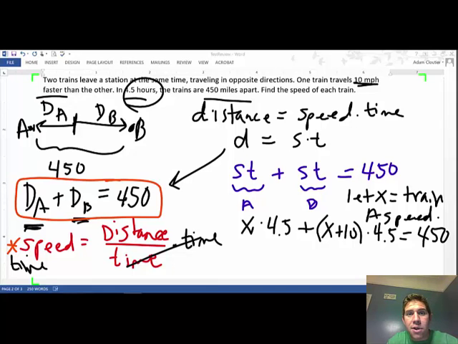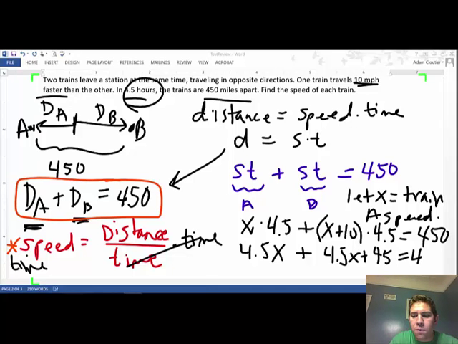I'll take it one step further, and then I'll let you wrap it up from there. I will have 4.5x for the first expression, distribute the 4.5 to get 4.5x plus 45 is equal to 450. After that, you'll combine like terms to get 9x plus 45 equals 450. Subtract the 45 from both sides, divide by 9, and you will have x is equal to some value which hopefully makes sense.